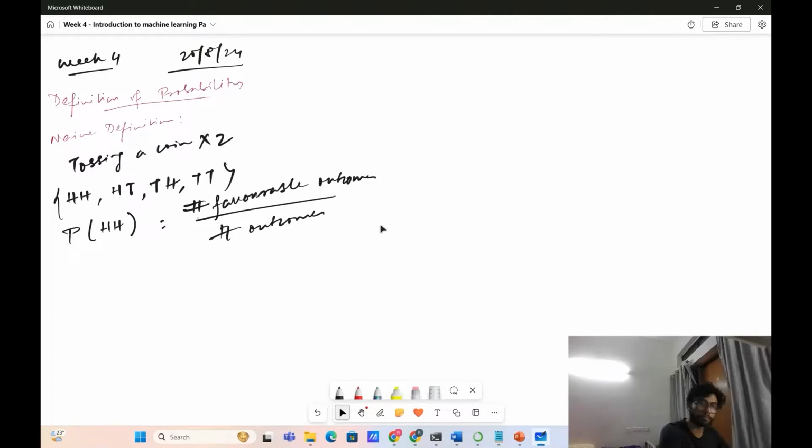Okay. So in this case, what is your favorable outcome? Your favorable outcome is only heads, this thing, both heads. So that is one, divided by the total number of outcomes, which is basically four. These are all the four outcomes that you have, right? So that is the very naive definition of probability, right?